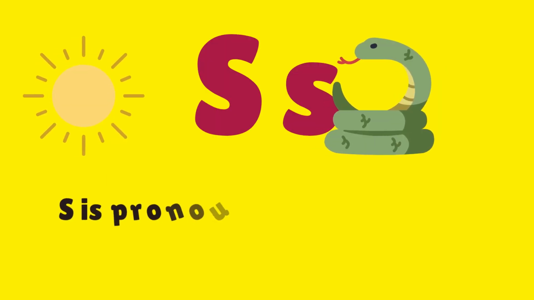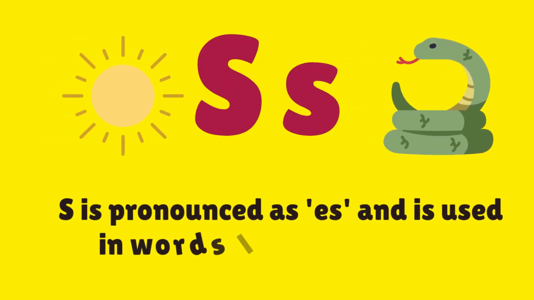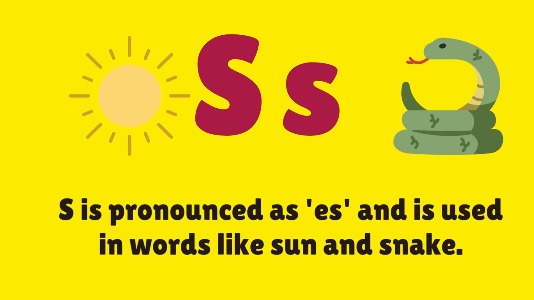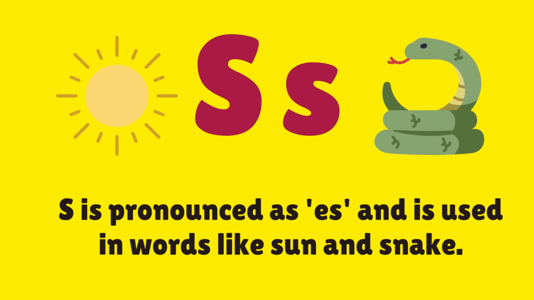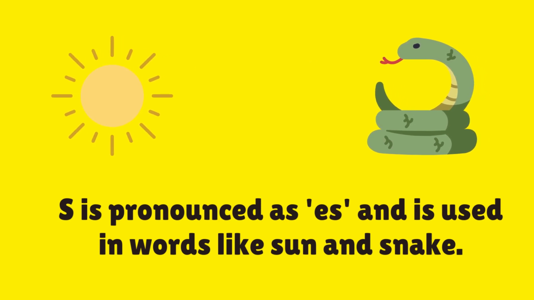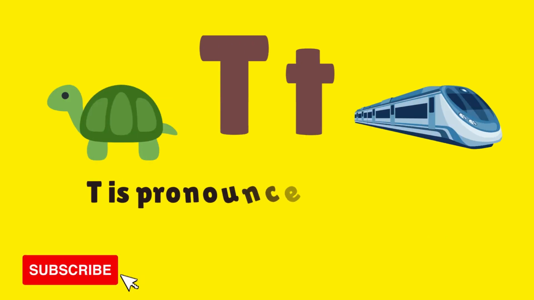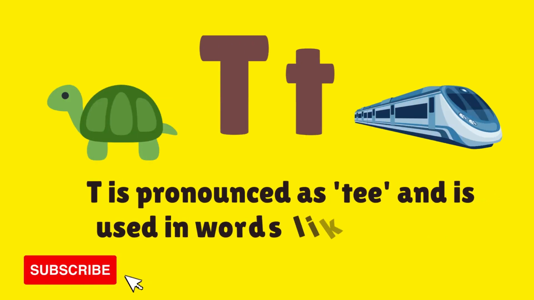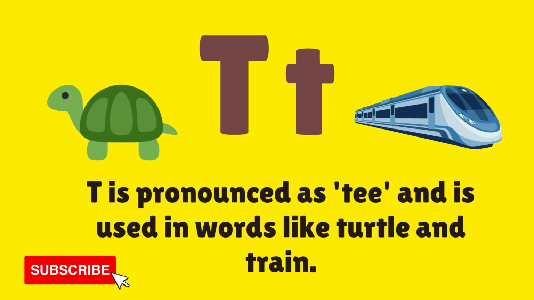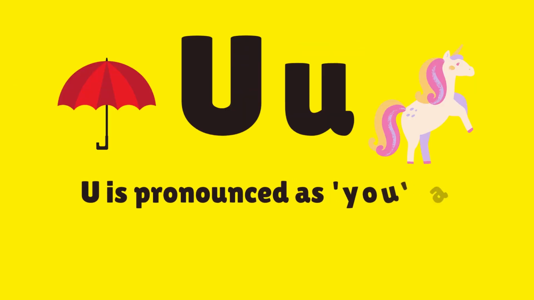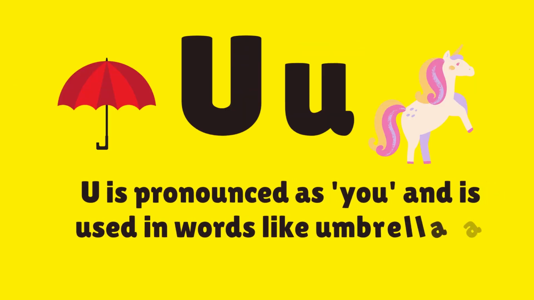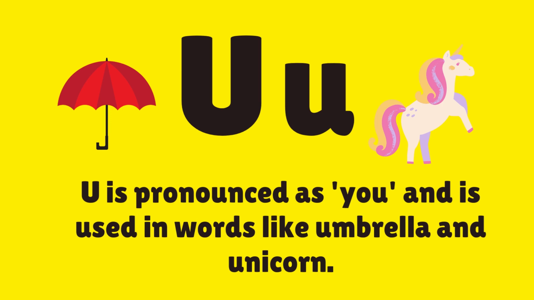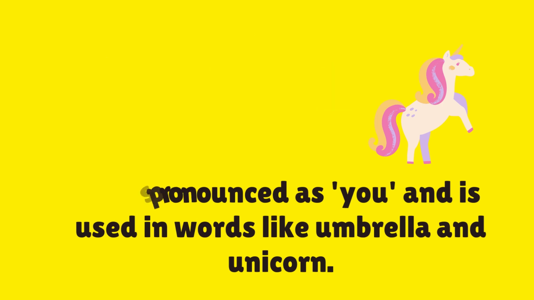S is pronounced as S, and is used in words like sun and snake. T is pronounced as T, and is used in words like turtle and train. U is pronounced as U, and is used in words like umbrella and unicorn.